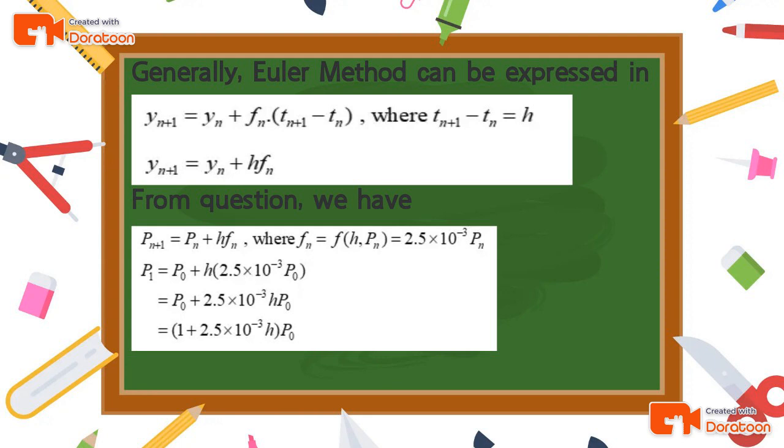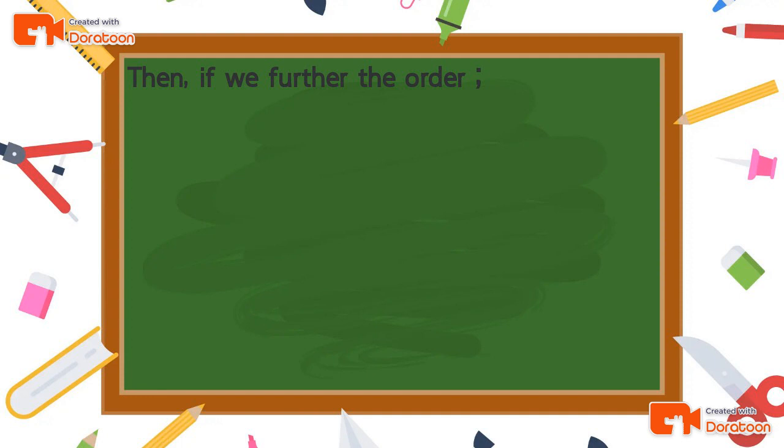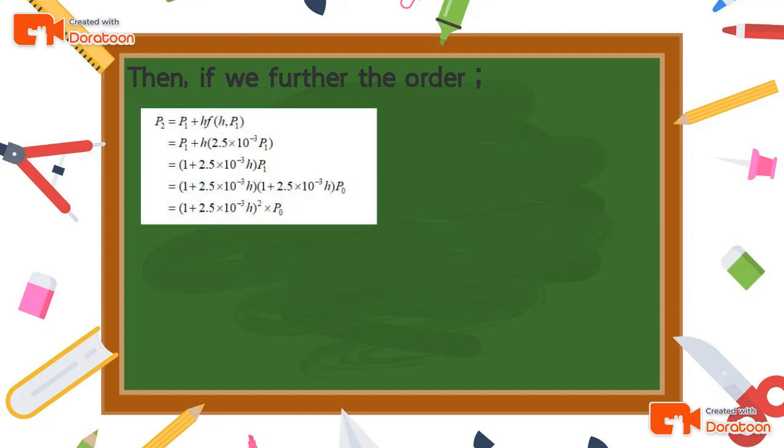Then we simplify the equation. We will get P_1 = (1 + 2.5 × 10^-3 h) P_0. Then if we further the order to n = 1 and n = 2, for n = 1, we will get P_2 = P_1 + h(2.5 × 10^-3 P_1).